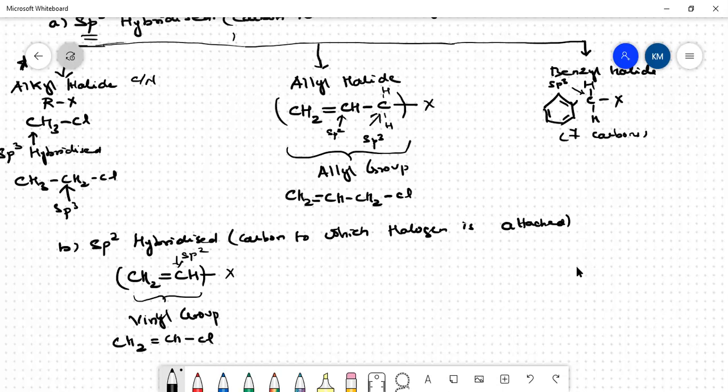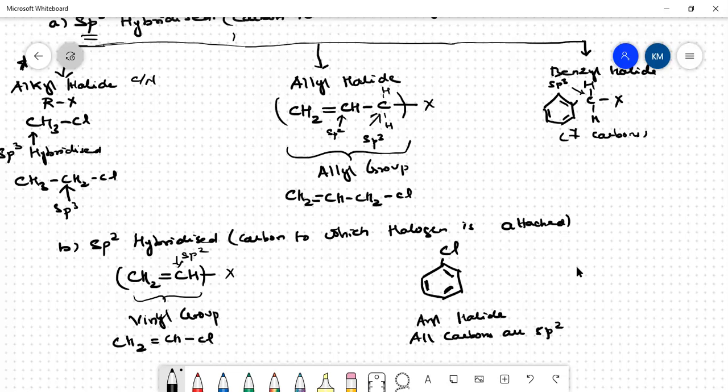Okay, and then you have your aryl halide. Benzene, in this ring, what is the hybridization of the carbons? All these carbons, what are they hybridized as? sp2. All carbons are sp2 hybridized. So aryl halide is sp2 hybridized. Alkyl halide is sp3 hybridized. Haloalkanes can be classified as sp3 hybridized, and haloarenes as sp2 hybridized. Okay, so this is the classification.